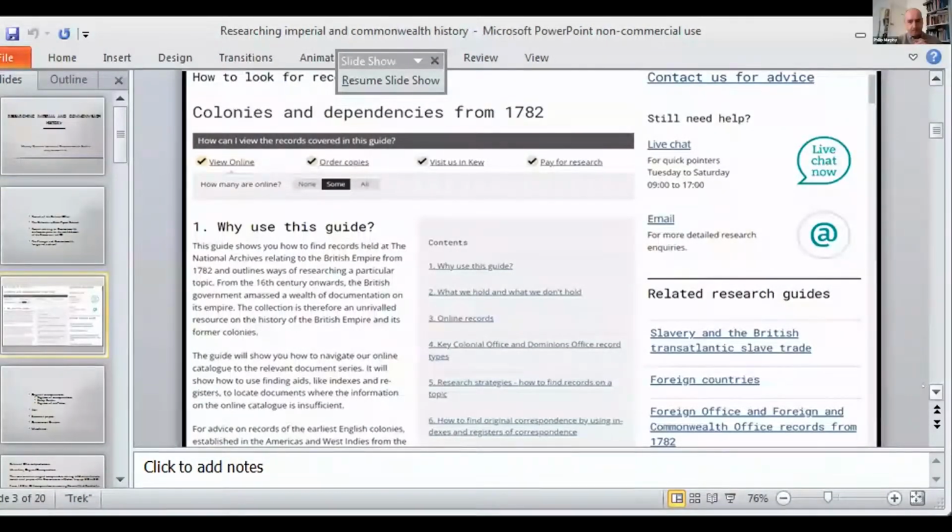For example, this guide to records of colonies and dependencies from 1782. In referring to the records of the Colonial Office, I'm not talking about those of a single government department, but rather the accumulation of documents held under the letter code CO. The Colonial Office, as a separate government department, existed only from 1854 to 1966. But the Colonial Office collection covers a period of over 400 years, from 1570 to 1990.